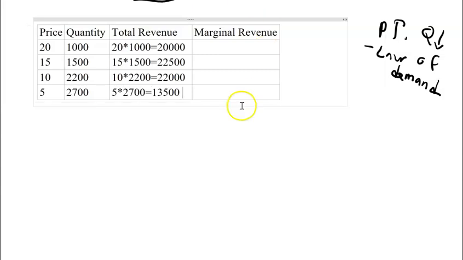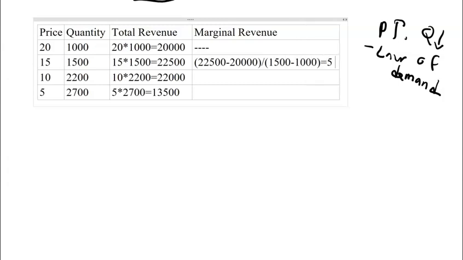So now if I want to find my marginal revenue, for the first unit, we don't really have a marginal revenue because we need to find the change. So in the second unit, my change in marginal revenue is going to be 22,500, which is the change in the numerator is change in total revenue, which is minus 20,000, divided by 1,500 minus 1,000. So that comes out to be $5.